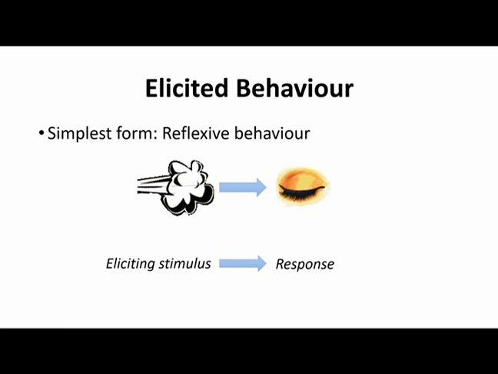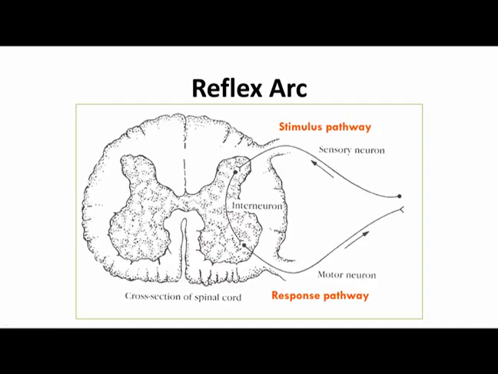And you don't have to learn to do that. That is something that is going to happen reflexively or on its own. So you don't have to learn a reflex. It's going to happen naturally. These can be modified by learning, but we will get to that. Now, this is a diagram that you're probably familiar with. This is the most basic diagram of a reflex arc.